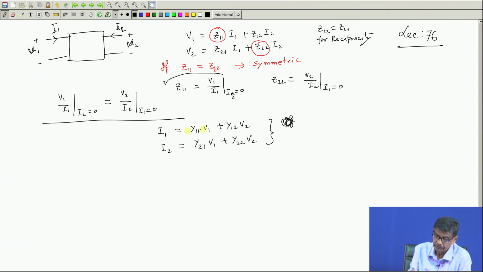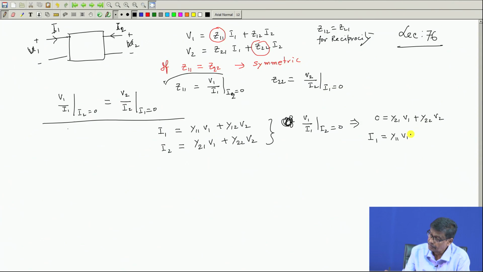If we want to find V1 by I1 with I2 equal to 0, first I will find this. For the condition I2 being 0, the second equation will give 0 equal to Y21 V1 plus Y22 V2, and the first equation will give I1 equal to Y11 V1 plus Y12 V2. My objective is to calculate V1 by I1.